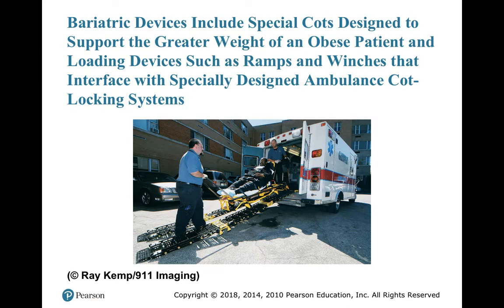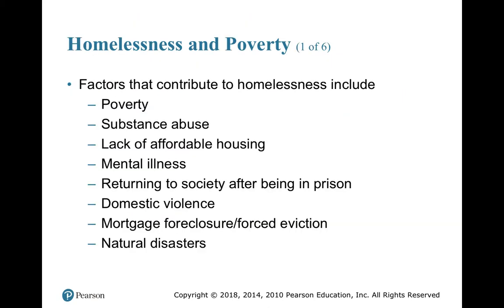With bariatric patients, they do have their own specialized equipment, so we might need to call for what we call a bariatric unit. As you can see here, we have a bariatric unit. The cots are typically bigger and can hold up to almost 1,600 pounds. Sometimes these units will even have a winch to help get the patient up in the ambulance, as well as ramps so we don't have to lift the patient. They'll also have appropriate sized blood pressure cuffs and other equipment to help provide appropriate treatment for your bariatric patients.